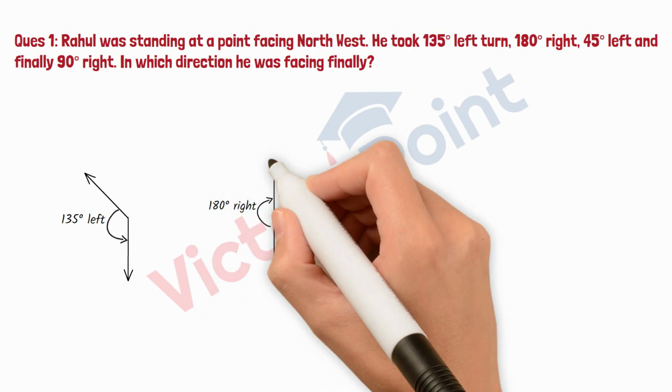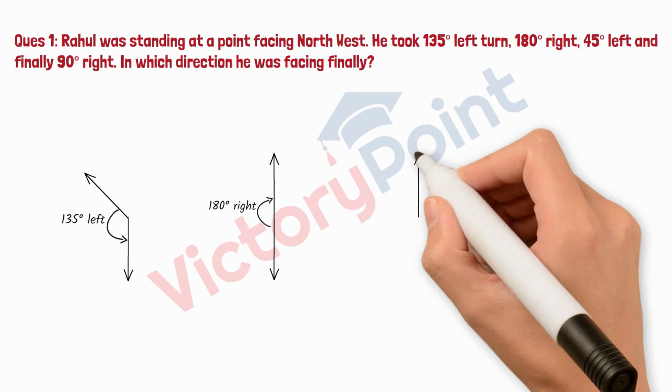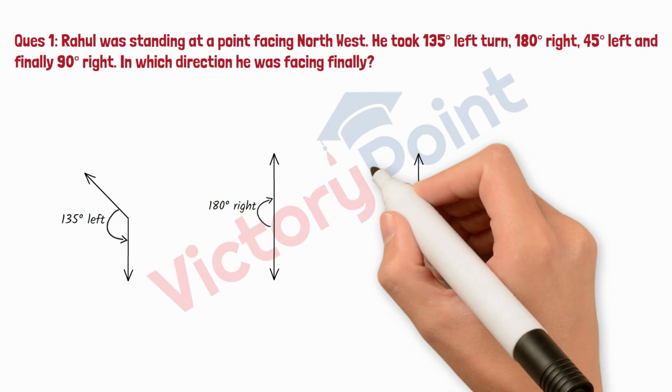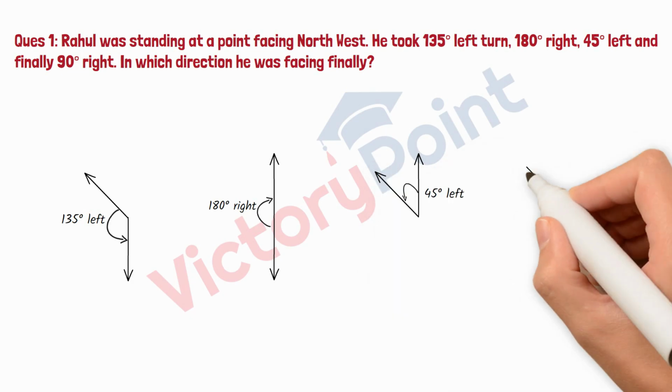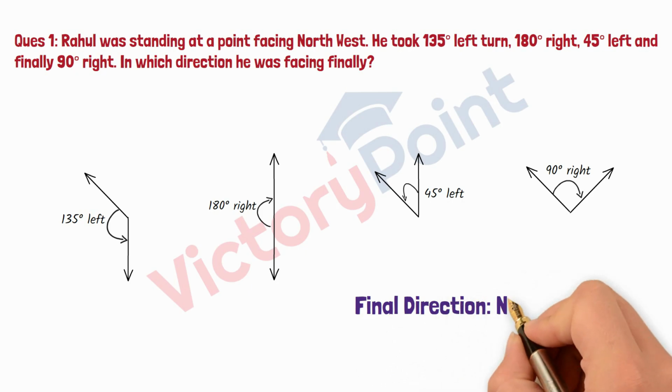He takes 180 degree right turn. So after taking 180 degree right turn, he will be facing north. From north, if he takes 45 degree left, he will again reach northwest. From northwest, by taking 90 degrees right, he will be facing northeast. So the final answer will be northeast.